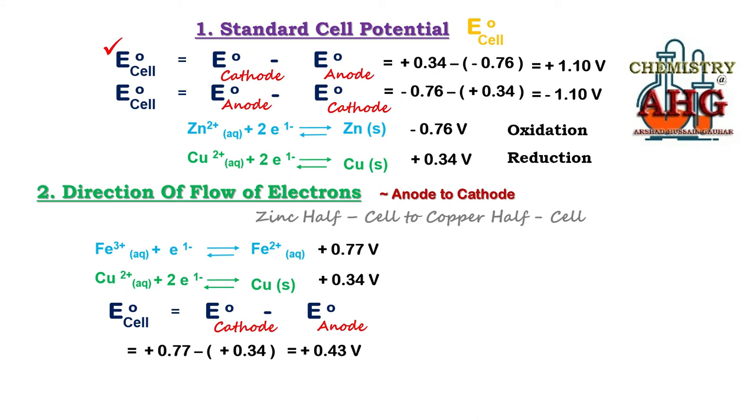What will be the direction of flow of electrons in this case? Since the copper half cell is acting as anode and the half cell of iron is acting as cathode, the direction of flow of electrons, as I told you, would be from anode to cathode, from copper to the iron half cell. Okay, let's try one last example for this lecture.